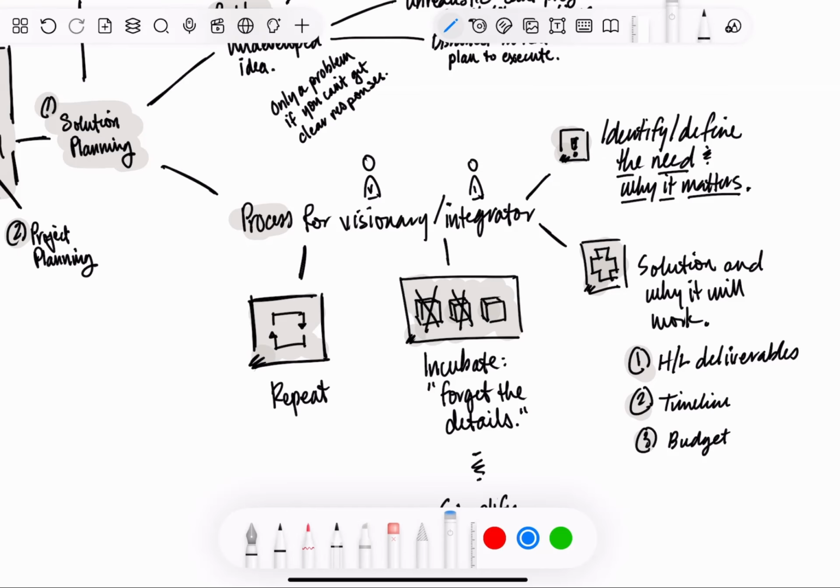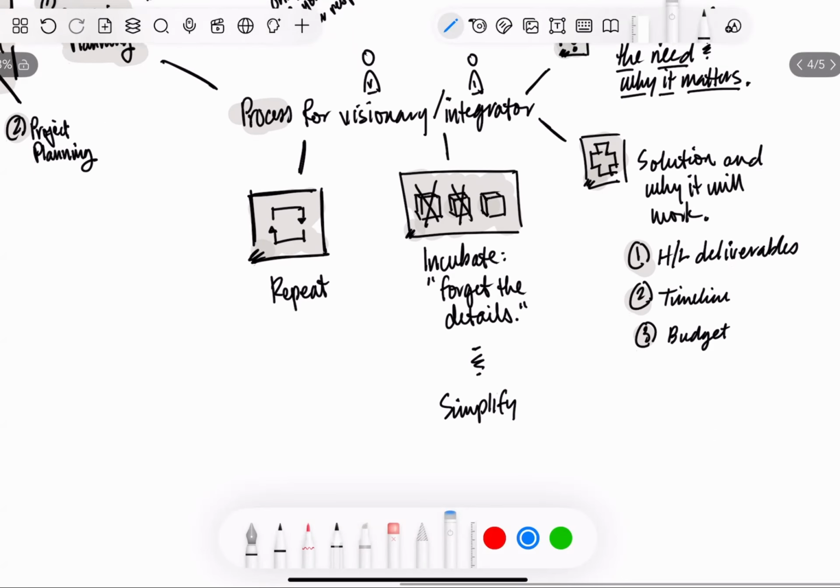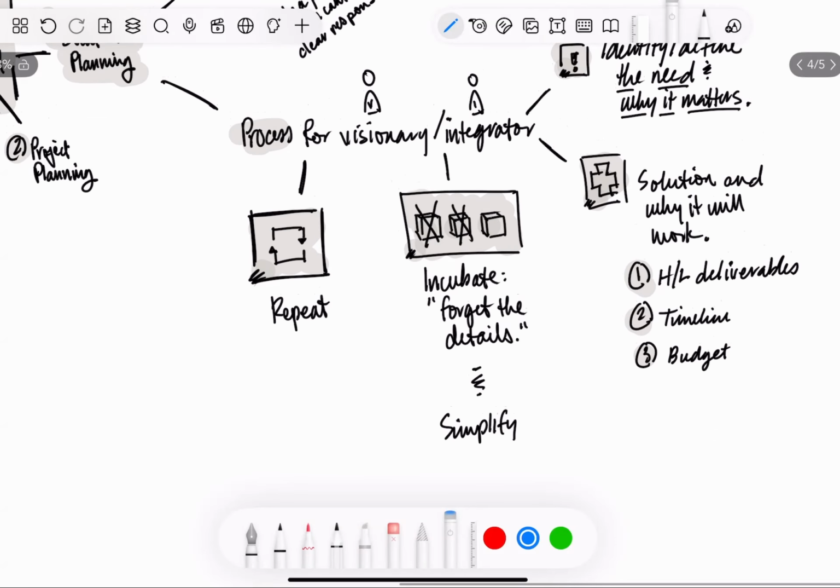Problem. The second thing is the solution. Well, here's the order in which we're going to attack this: the solution and why it will work. And so for the solution, we want high-level deliverables. We don't want to know everything we're going to have to create. This is not the time for that. Once we talk about those, we're coordinating that with a timeline. And usually you talk about these things at the same time because your brain can handle those.